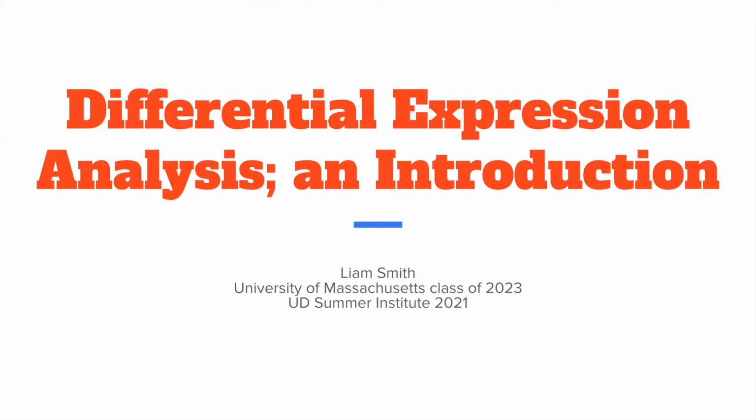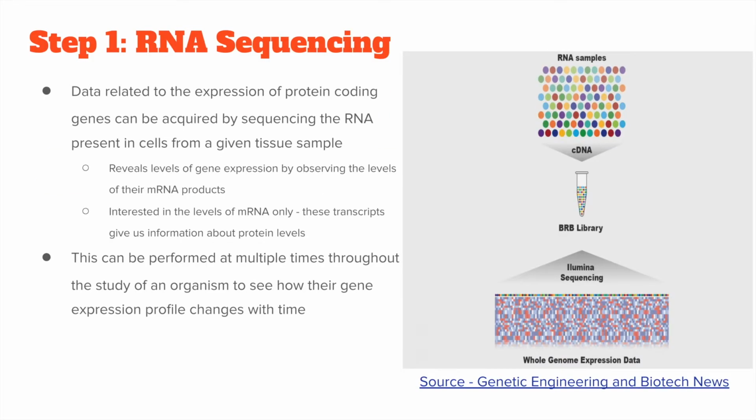Today I will walk you through the pipeline of differential expression analysis. The first step in performing differential expression analysis is preparing data. We can prepare data that shows us the levels of expression of genes within the cell by performing RNA sequencing, which is a technique that allows us to isolate the mRNA transcripts that are present within a cell at any given time. This reveals the level of gene expression through seeing the level of the mRNA transcripts that relate to each gene. We're interested only in mRNA because these transcripts are those that code for proteins and will reveal levels of protein within the cell.